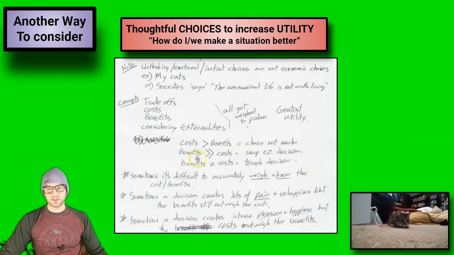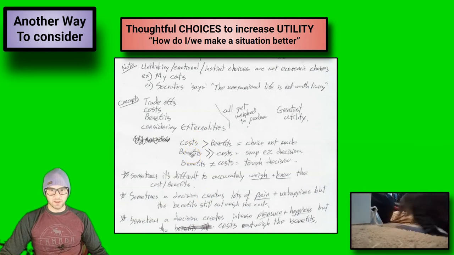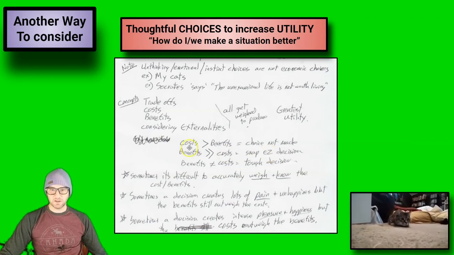Sometimes the benefits are so much greater than the costs, it is a snap, easy decision. I'll use a personal one. You may not agree. The benefits of me putting on a seatbelt when I go in a car are so much greater than the costs and the eventual possibilities that it's a snap, easy decision. I always do it. I don't think about it. I've thought about it a few times, and the benefits are always so much greater than the costs. It's just a snap, easy decision.